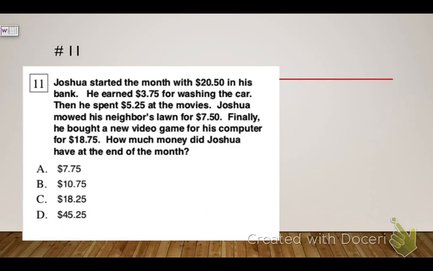Here we go. All right, so we got $20 already, right? And put a dollar sign there. And he earned $3.75.